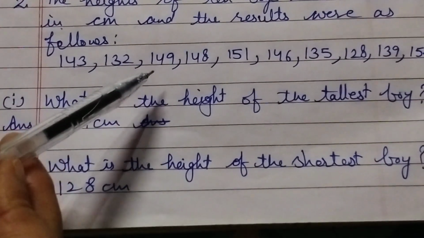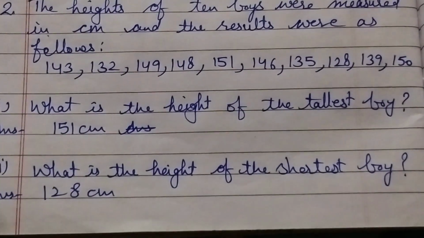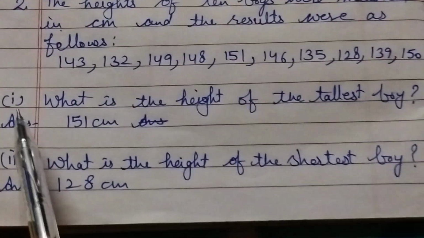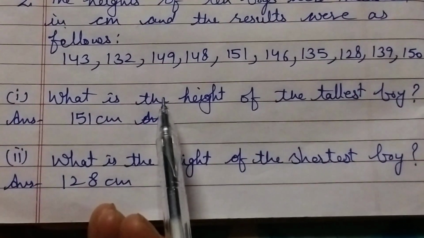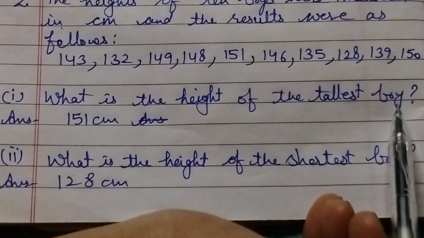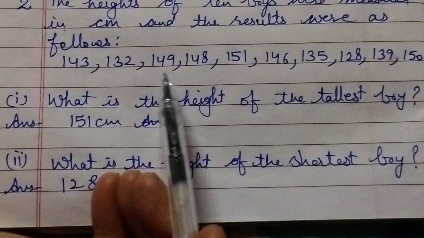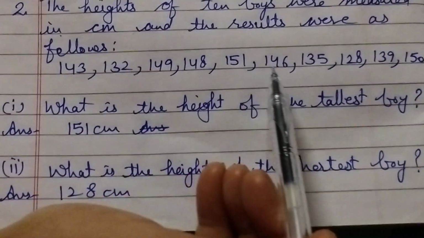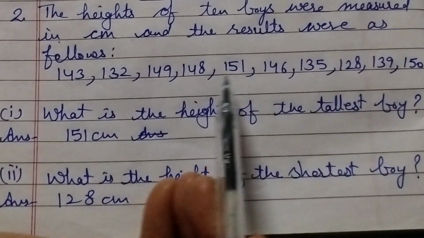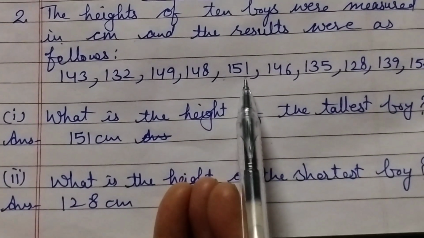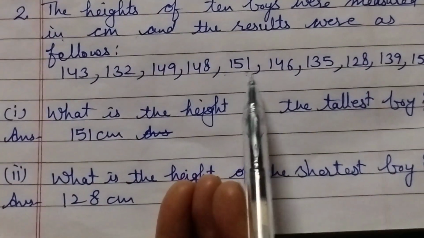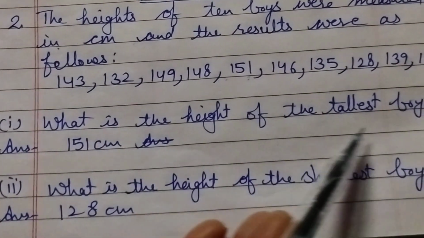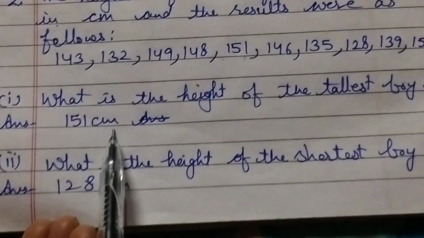On the basis of these, a few questions are asked in this question. We will do the questions step by step, one by one. Okay, first part is, what is the height of the tallest boy? We will see the highest number. See, in this, 151 is the highest, greatest number. It means this is the height of the tallest boy. Okay, 151 we will write here.